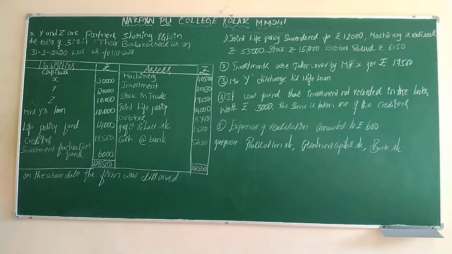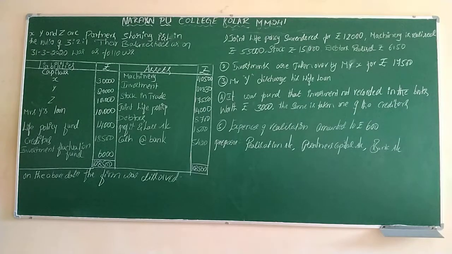Here, the question is: X, Y and Z are partners sharing profit and losses in the ratio of 3:2:1. Their balance sheet as on 31st March 2020 was as follows. So balance sheet details are given, liabilities amount, assets amount. Under liabilities, capitals are given for X, Y, Z in 3:2:1, that is 30,000, 20,000 and 10,000. Next, Mr. Y's loan is given, life policy fund, creditors, investment fluctuation fund.